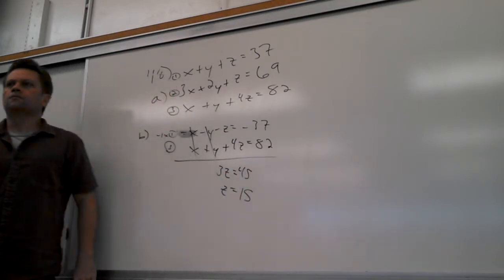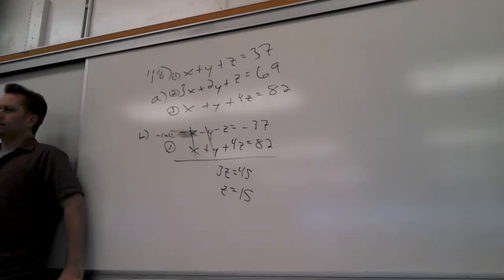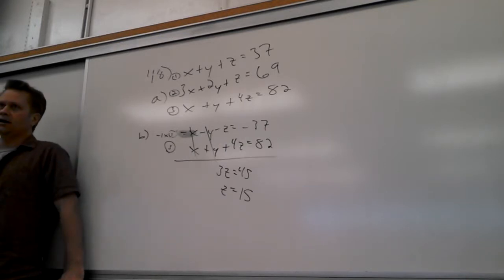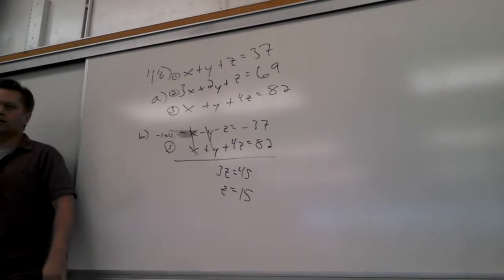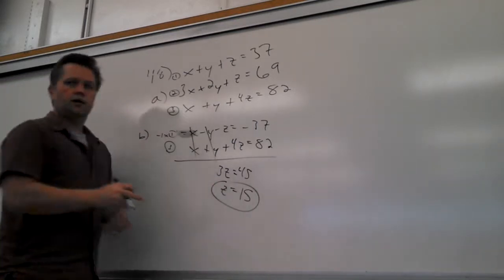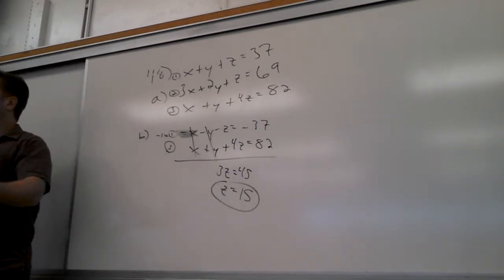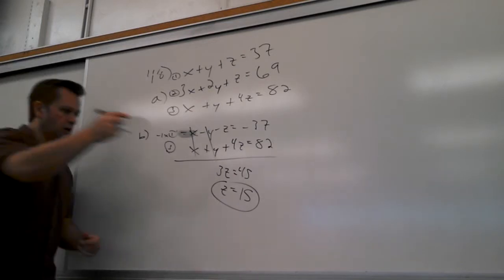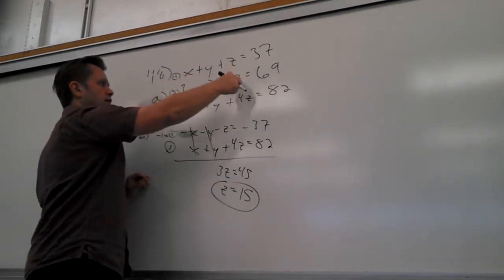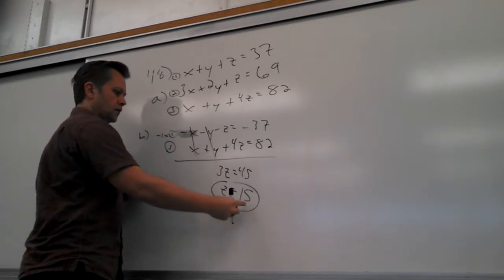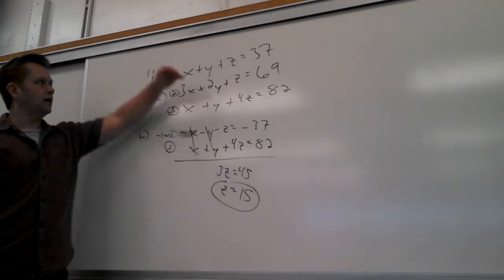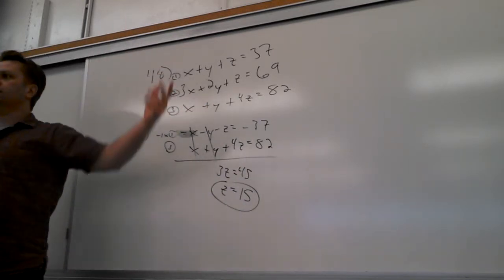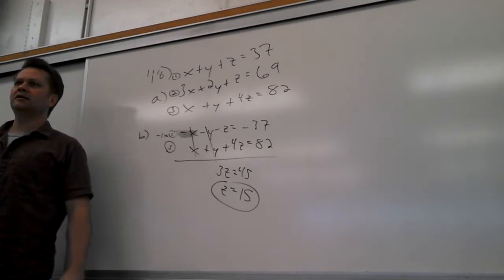Now, anytime something happens that isn't always what happens, it gets a little weird. This is nice. I know z already. I had to do barely any work, but I know what z is. But now you're like, what do I do? This is not what normally happens. Well, now I know what z is, so everywhere I see a z, I can replace it with 15. And then I have 3 equations with only x and y in them, right?